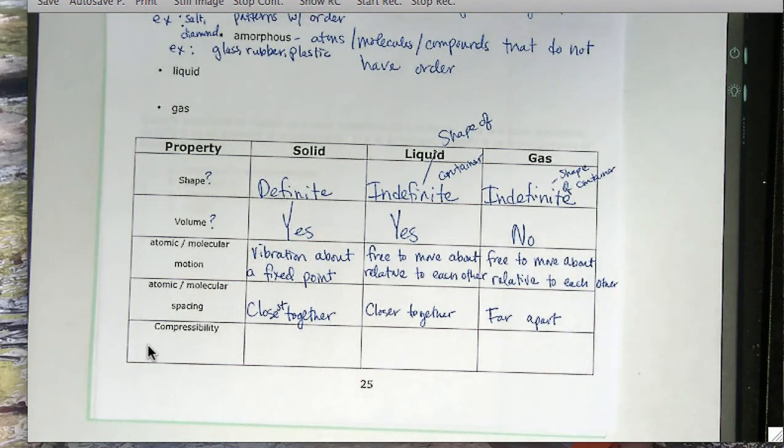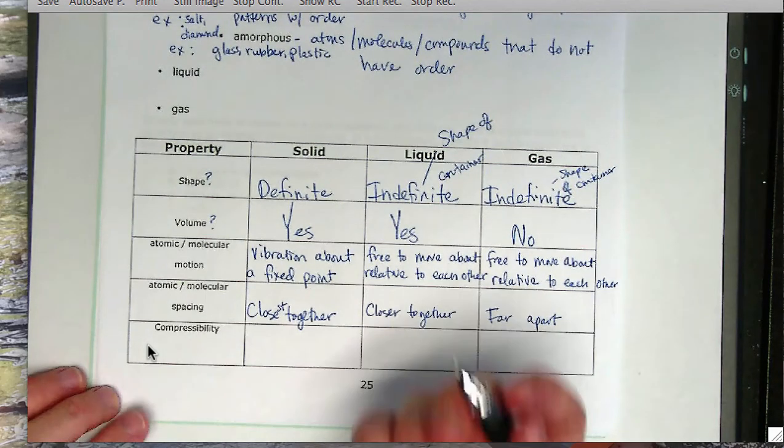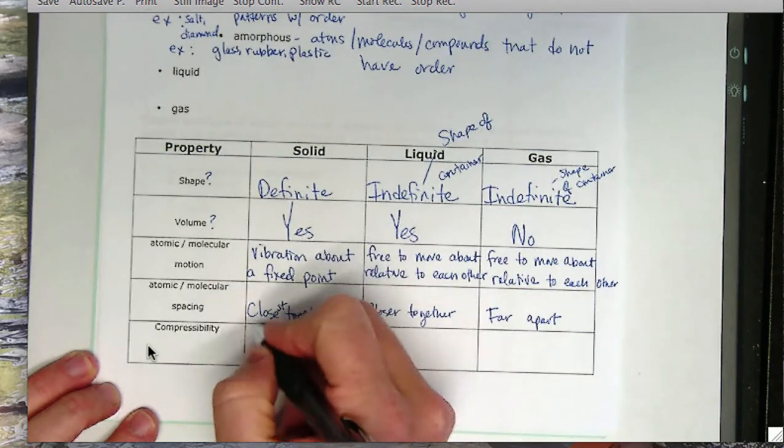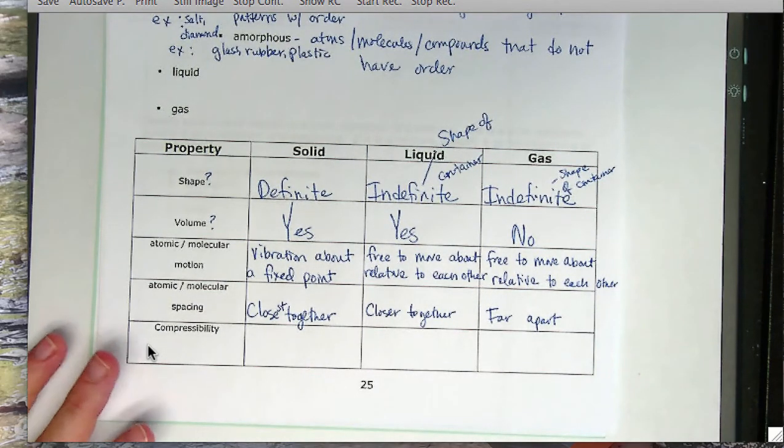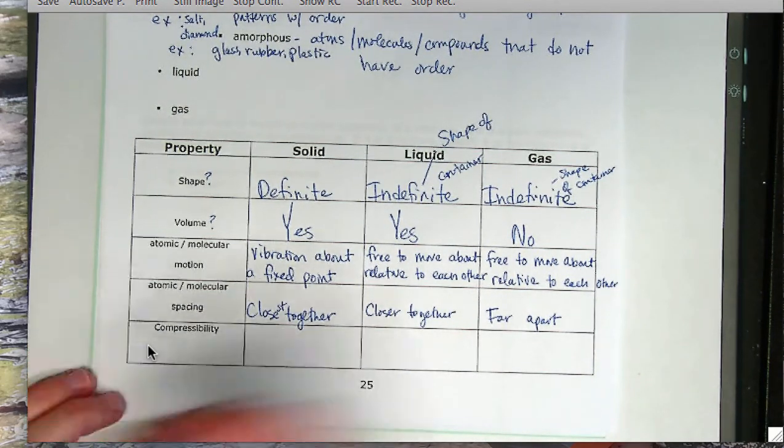All right, so what do you think about compressibility for a solid? Can it be compressed? No. So it can't be compressed. Not at all. I think it would depend on the solid, but you're also destroying the solid at some point. So it'd be no compression, because in order to compress it, you would destroy what you originated with.